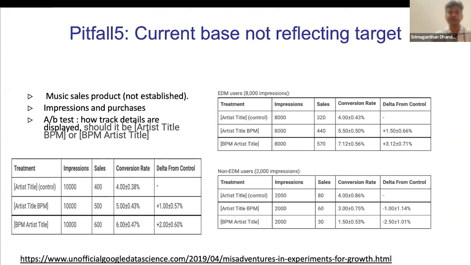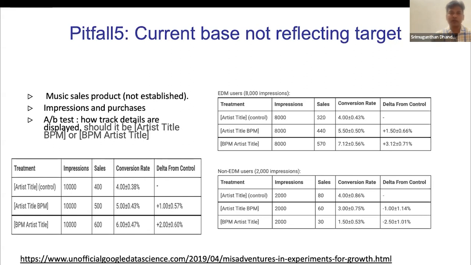The fifth pitfall that I have here is that the current base that you are targeting might not be the actual one that you will eventually have. The example here is that you have a music sales product, and you wanted to run an A/B test on how to display the song tracks: whether as artist, title, BPM, or BPM, artist, title. So there's an A/B test that was done, but this product was in the initial stages. In the initial stages, the adoption of this product was mostly by the young population. The product as such was targeted at the whole population regardless of age group, but initially, because young people are more tech savvy, it was adopted more by the young population.